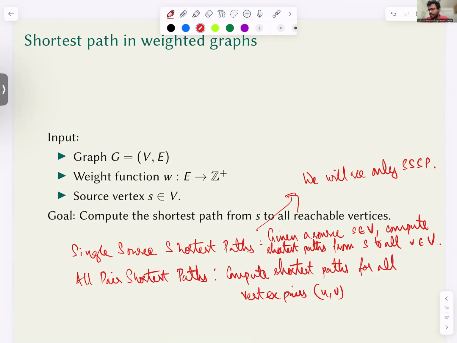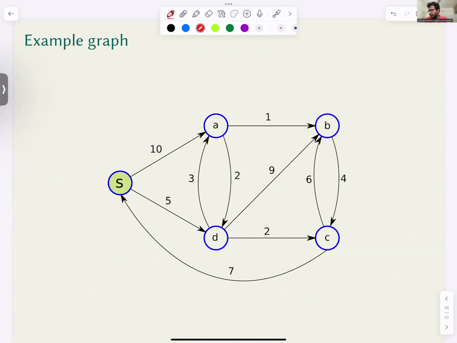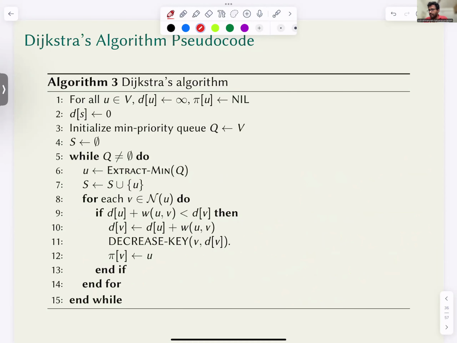Yeah, there are algorithms for all pair shortest path also, and that too under some specific conditions. We'll see this algorithm called Dijkstra's algorithm, which gives us a single source shortest path when you have non-negative weights on edges, right? So like this is an example. This is the Dijkstra's algorithm. We'll talk about it tomorrow.